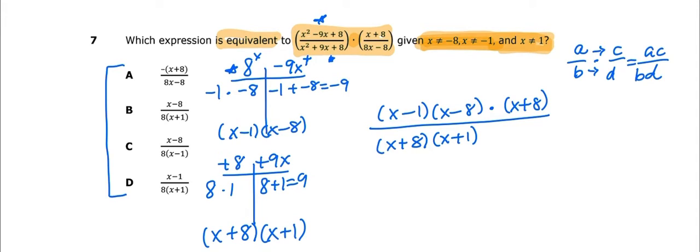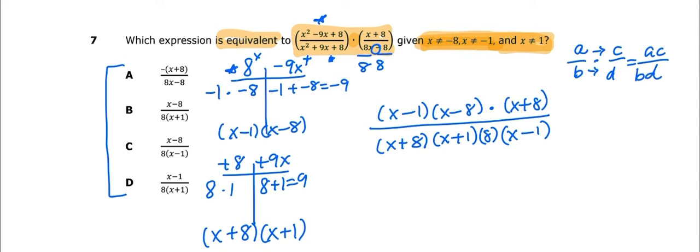Now for this 8x minus 8, I see that they both have an 8 in common. So I'll take the 8 out, and that'll leave me with x minus 1. Because 8x divided by 8 is just going to be x, and then 8 divided by 8 is going to be negative 1, just because this right here has a subtraction.